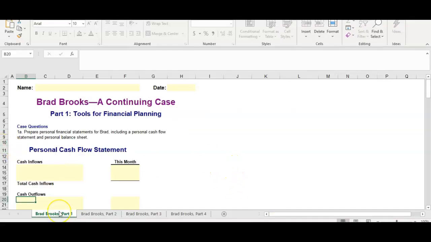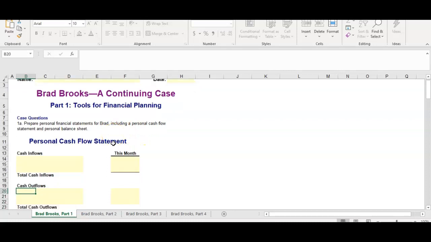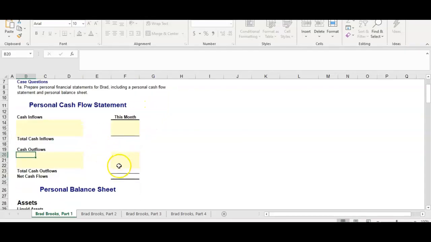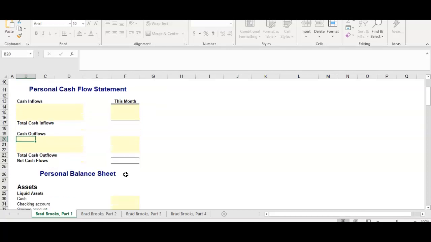So once you read all this information for part one, you would then go to the actual Excel file and click where it says part one. First, prepare for Brad a personal cash flow statement. You'll show his cash inflows based upon the information that is here. You'll then show all of his cash outflows and determine his net cash flows. Determine whether he's going to have a positive net cash flow or a negative net cash flow.